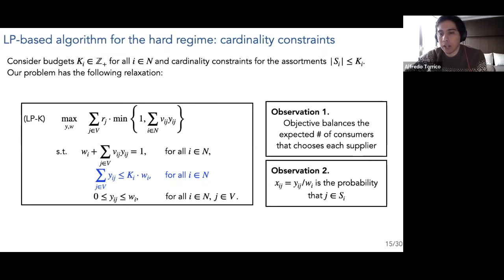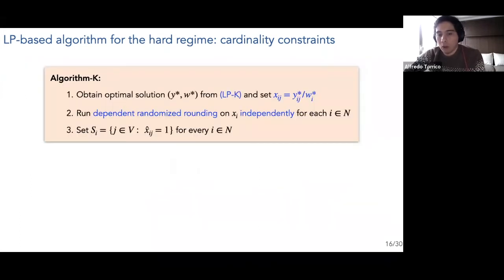And finally, we have that Y has to be less than W. That corresponds to X having to be less than 1. So the algorithm is the following. We solve this linear programming formulation, and then we set this fractional X as the ratio between the optimal Y and the optimal W.